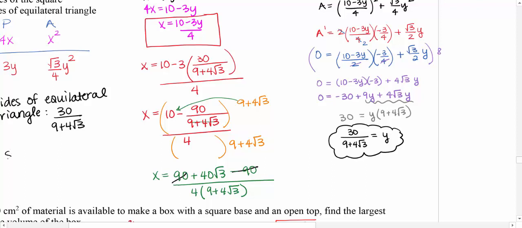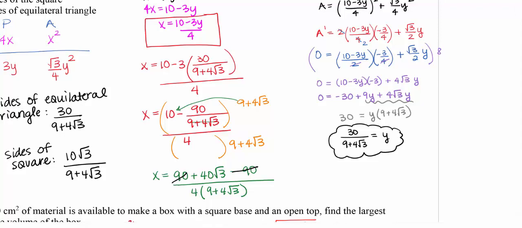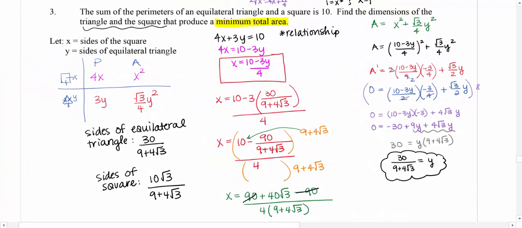So the sides of the square, 40 divided by 4 is going to leave a 10. So 10 rad 3 over 9 plus 4 rad 3. Again, these are not the decimal versions. These are keeping them exact. I don't know that the calculus from the beginning was tricky. I think that sometimes we get into numerical problems where we feel maybe a little bit uncomfortable, and this may be one of those examples.